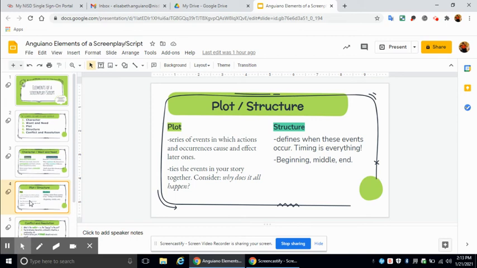Together with character, the plot affects everything in your writing. Okay, so the plot is very important. So it's tying the events of your story together. Now, the structure is closely related to the plot, okay, but the structure defines the timing. Okay, so when do these events occur? And timing is everything, right? So each one of your screenplays or scripts should have a beginning, a middle, and an end.